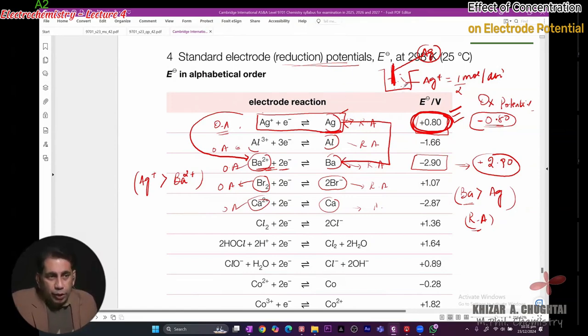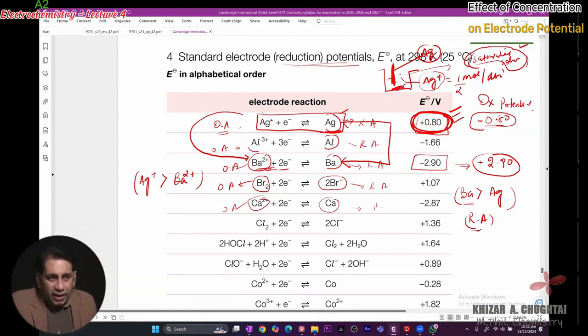Sometimes they show in the question that some of the solid is settling down over here. Or sometimes they say that it is a saturated solution. This indicates that this concentration is not equal to 1 mole per dm cube. This is the indication.